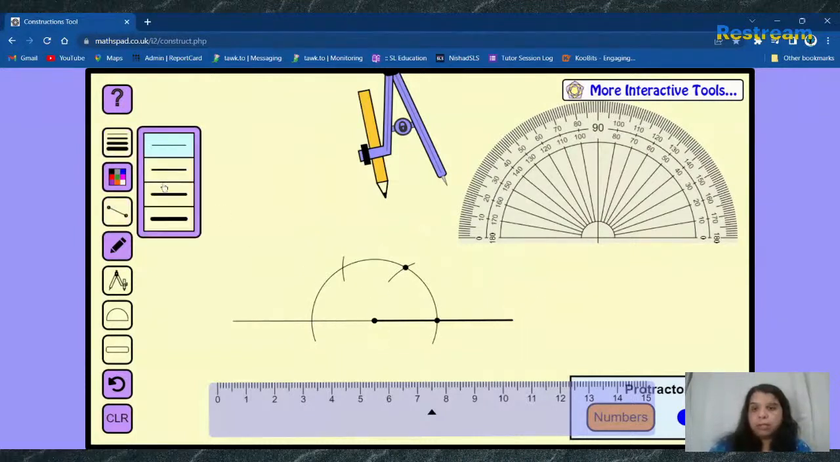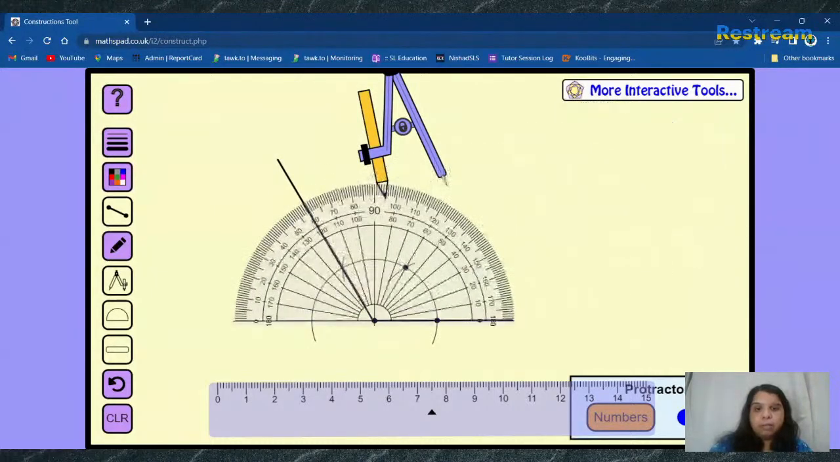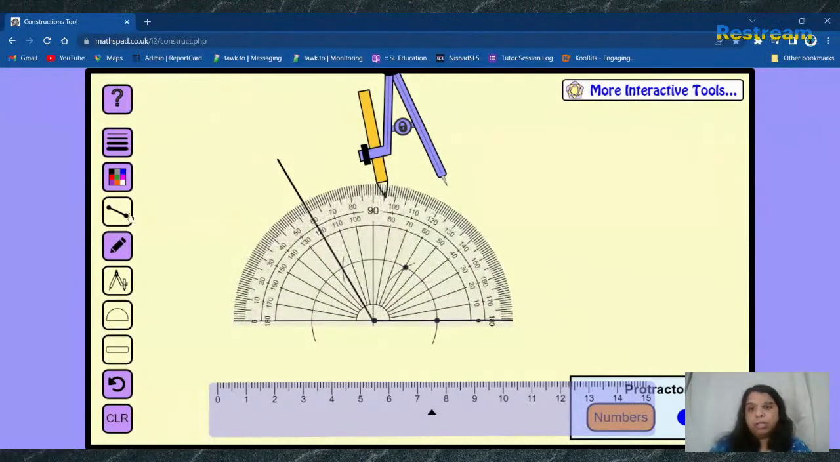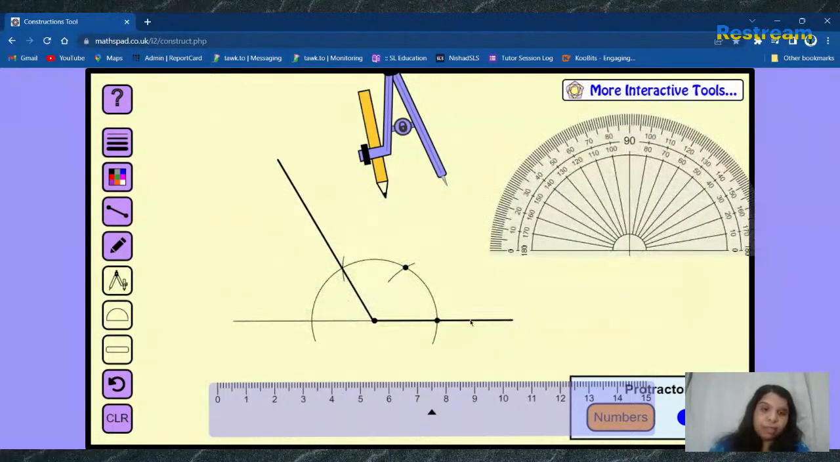Now, if you see, I can draw a line through this point. Okay, and now if I keep it over here, I get a 120 degree angle here. See, this angle here is 120 degrees. So this is how you do it. On the other side, you have to follow the same procedure.